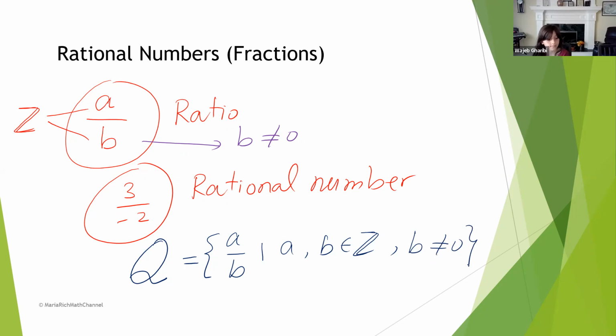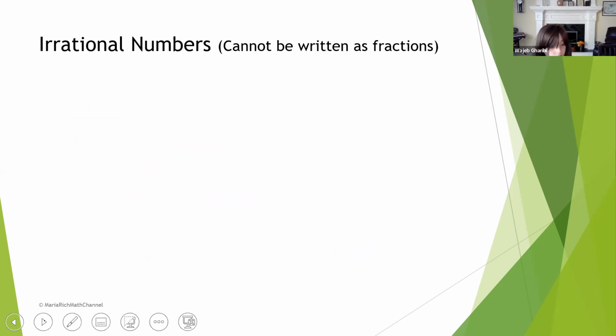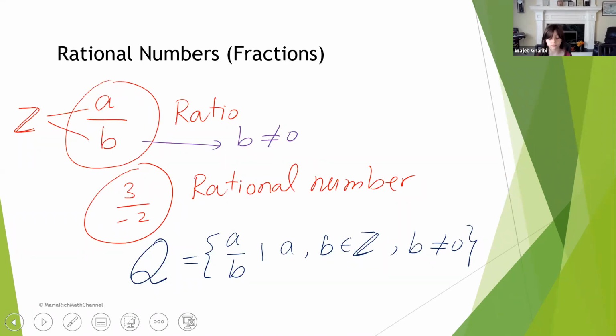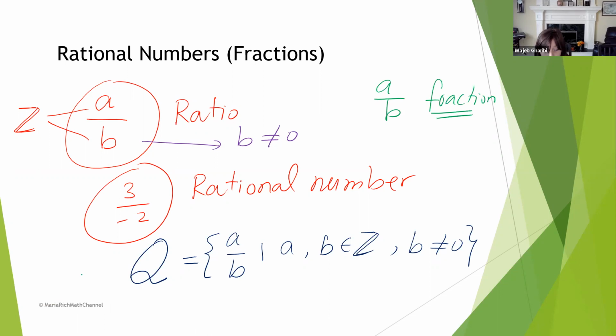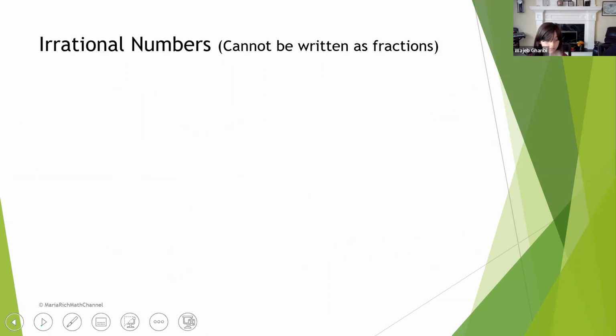A over B, where A and B should be integers and B should not equal 0, because we cannot divide by 0. So these are rational numbers. And there is another set of numbers that cannot be written as fractions. We can call A over B a fraction, a ratio, or a fractional number. So what is an irrational number?